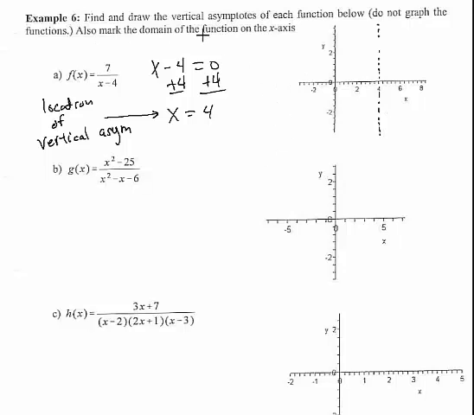Mark the domain of the function on the x-axis. We could do that by putting an open dot here on the x-axis and then shading the entire number line to the left, and then shading the number line to the right. 4 is the only value excluded from the domain. How about G?